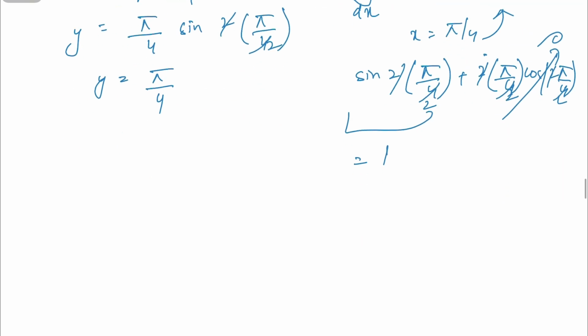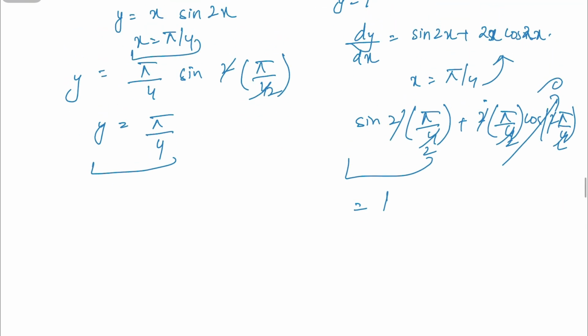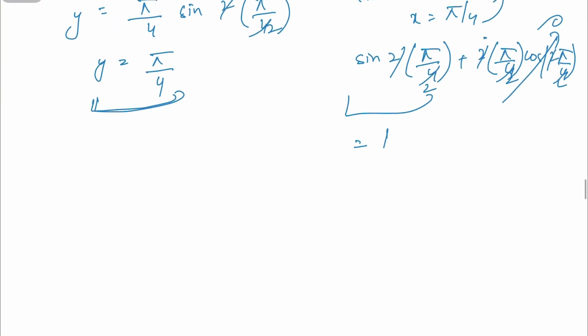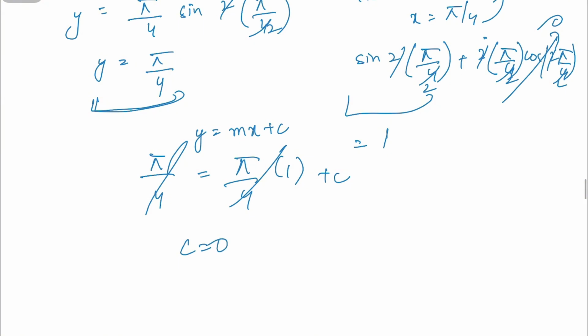We have our m, we have our x, and we have our y. We can just simply put it in the equation y equals mx plus c. This would be pi/4 equals 1 times pi/4 plus c. This would be cancelled out. Our c would be 0. So our equation would be y equals x simply.